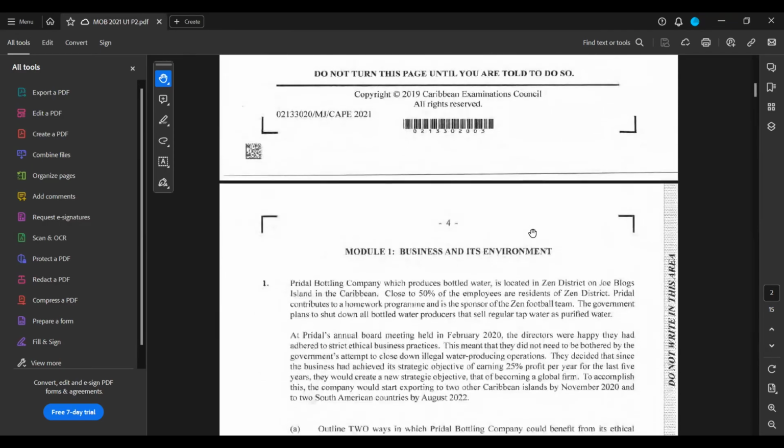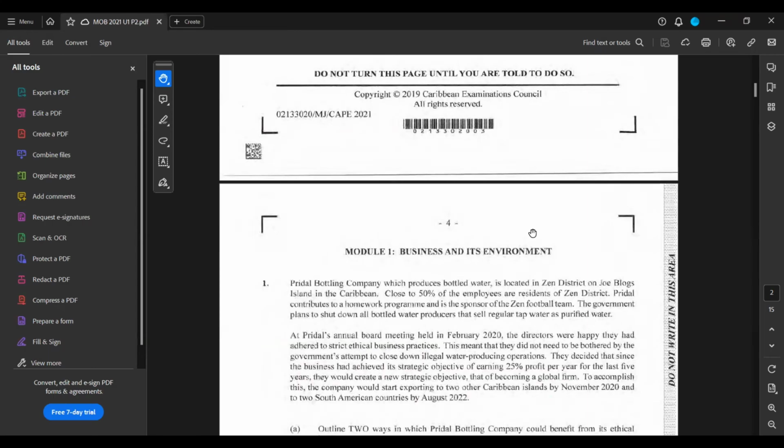Pridal Bottling Company, which produces bottled water, is located in Zen District on Joe Bloggs Island in the Caribbean. Close to 50% of the employees are residents of Zen District. Pridal contributes to a homework program and is a sponsor of the Zen football team. The government plans to shut down all bottled water producers that sell regular tap water as purified water.